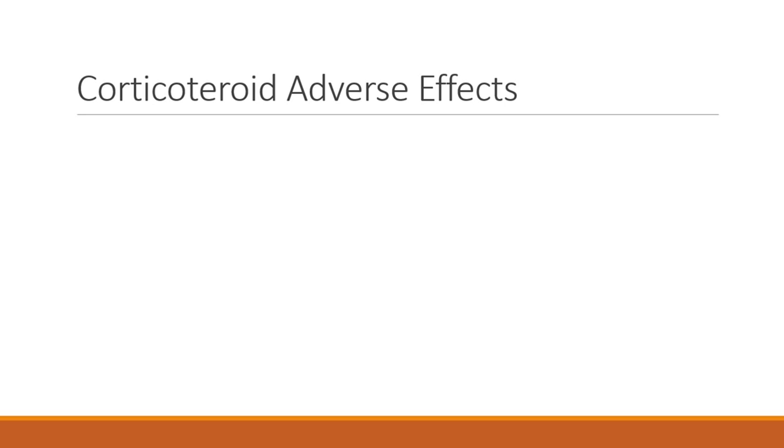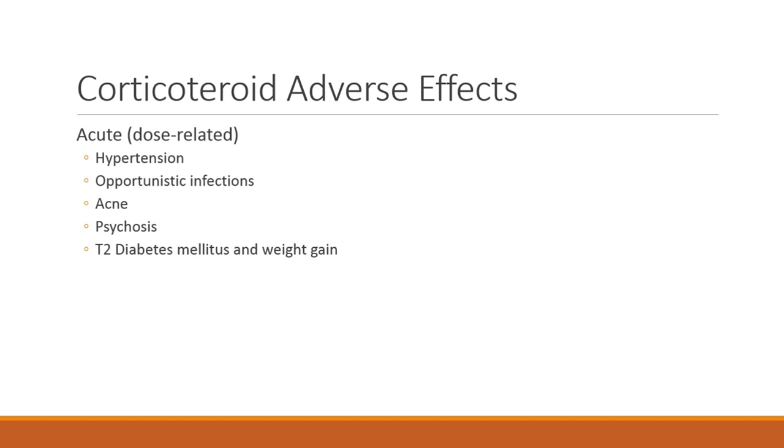Now let's get on with the adverse effects. Well, we have acute or dose-related side effects, and I'm going to point out some of the important ones here. Hypertension is a really important one. See, glucocorticoids bind onto glucocorticoid receptors. However, they can also bind onto mineralocorticoid receptors. At normal levels, they usually tend not to bind onto mineralocorticoid receptors.